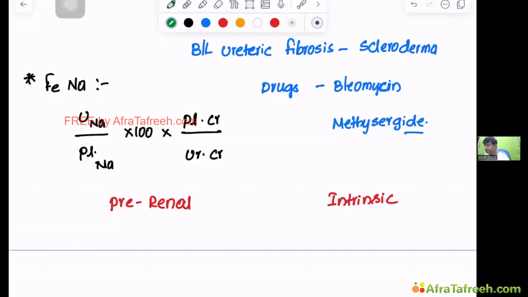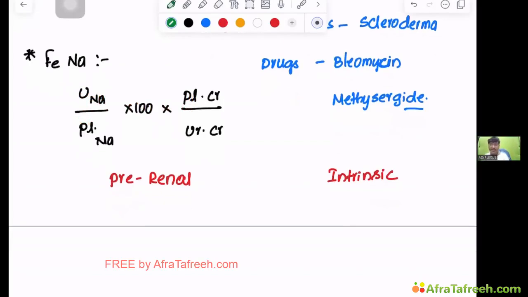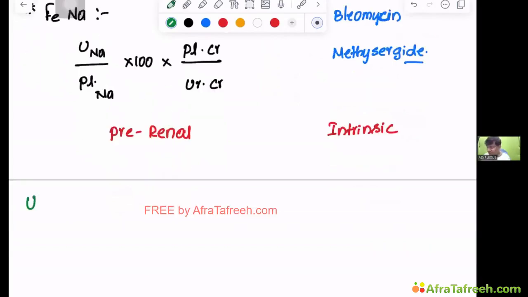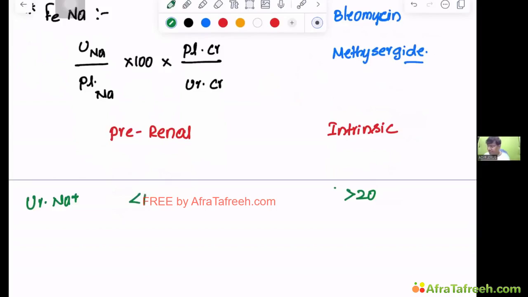Very good, Jacob. Because in intrinsic renal, the urinary sodium is increased. Why? Because there is acute tubular necrosis. The sodium absorption does not occur. Is there any problem in the renal perfusion in intrinsic? There is no problem in the renal perfusion in intrinsic, but the tubules are not absorbing the sodium. That is the reason why the urinary sodium in intrinsic renal is more than 20 milliequivalents, whereas in prerenal, it is only less than 10 milliequivalents.